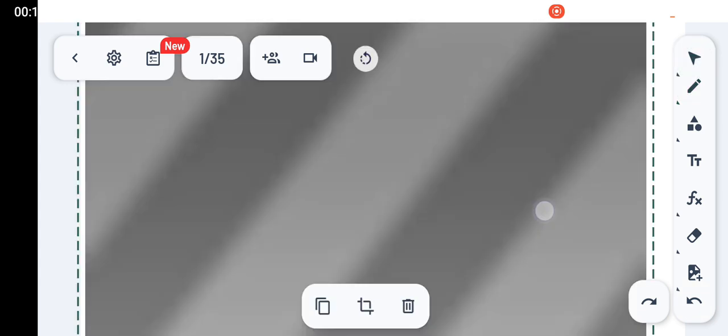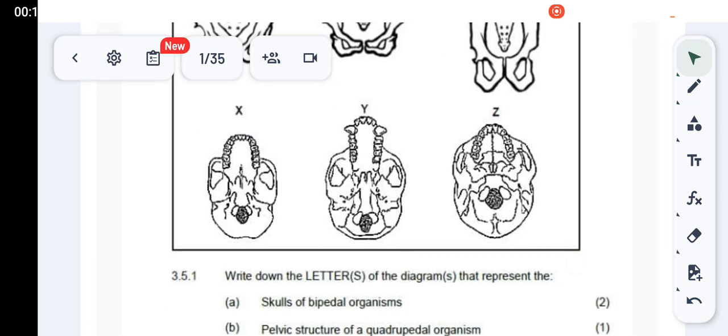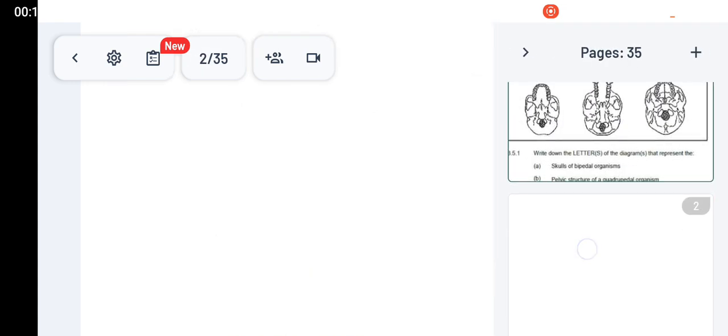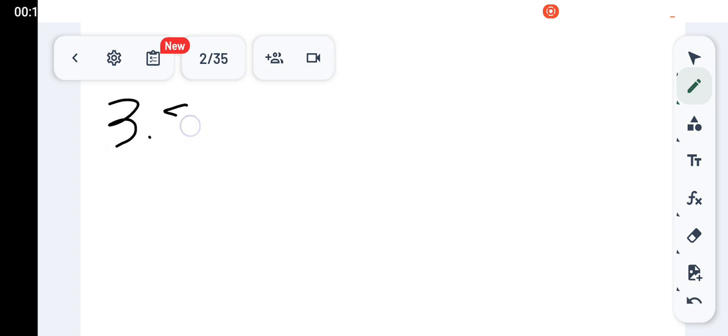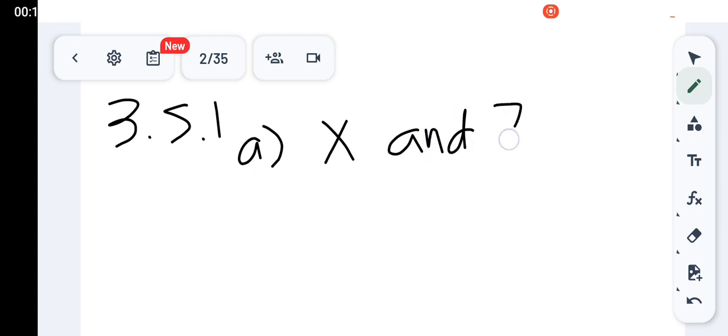And just like we said, the foramen magnum of humans is positioned at the front. So X and Z. And also we can talk about the smaller canines. So that is for humans. So the correct answer for 3.5.1a is X and also Z, and that is for 2 marks. Right.